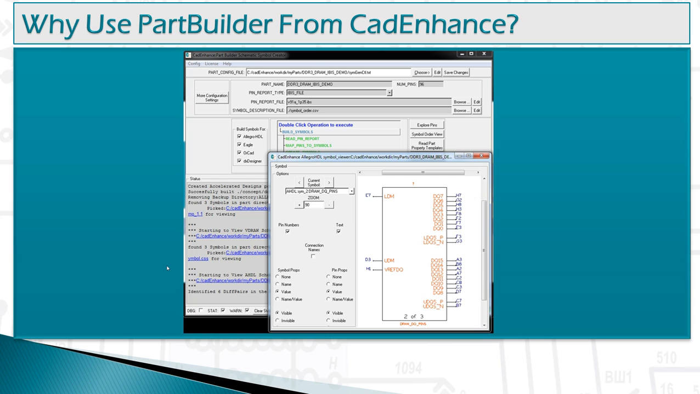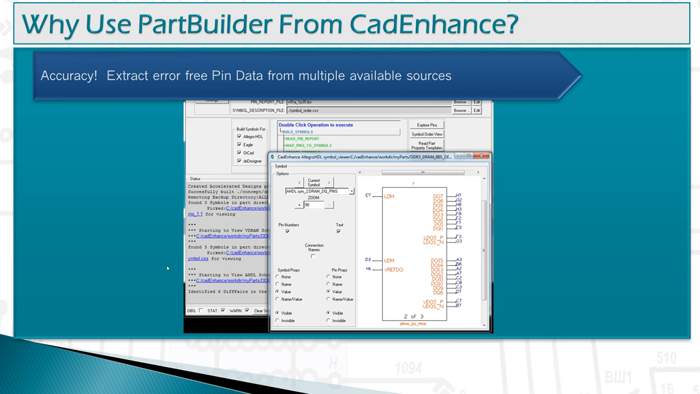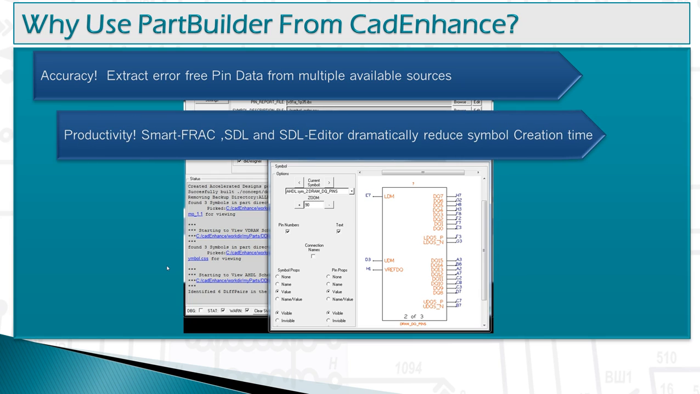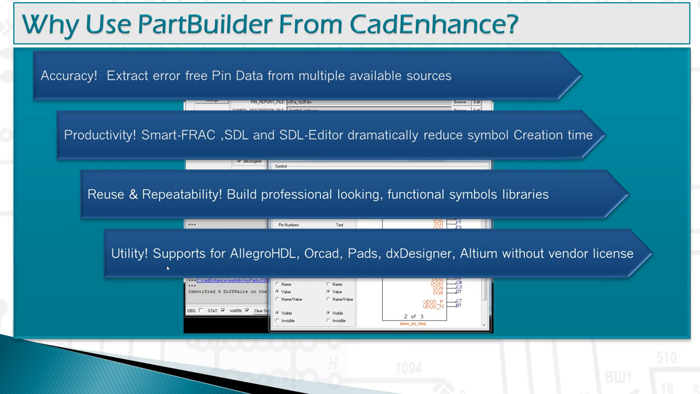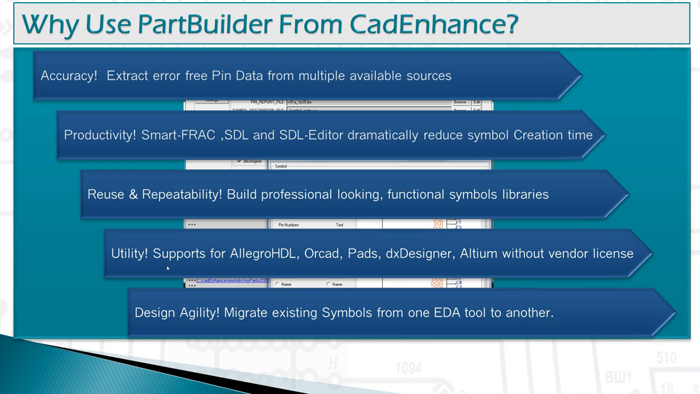Why use PartBuilder from CAD Enhance? Accuracy. Extract error-free pin data from multiple available sources. Productivity. SmartFrac, SDL, and the SDL Editor dramatically reduce symbol creation time. Reuse and repeatability. Build professional-looking functional symbol libraries. Utility. Support for Allegro HDL, OrCAD, PADS, DX Designer, and Altium without using a vendor license. Design agility. Migrate existing symbols from one EDA tool to another.